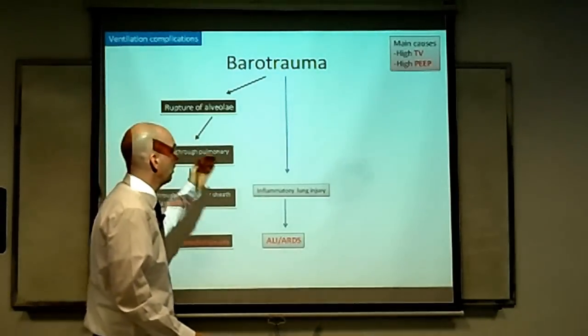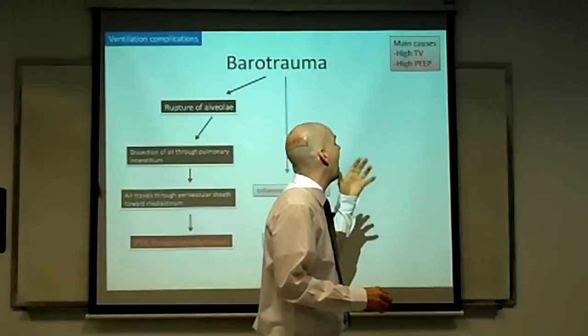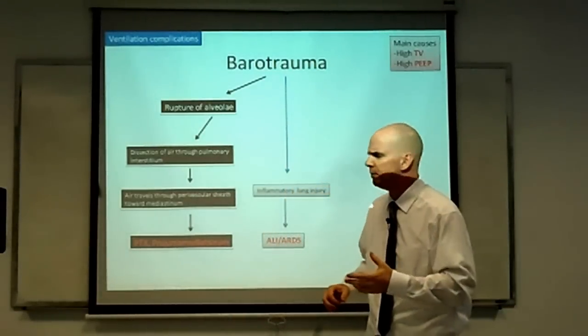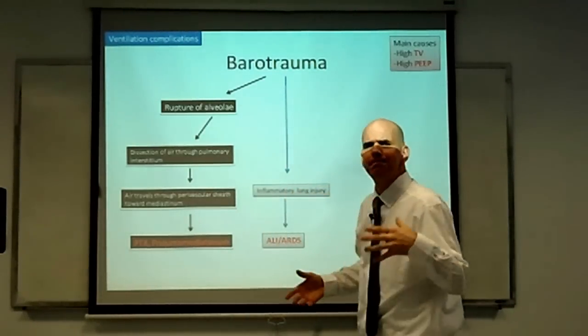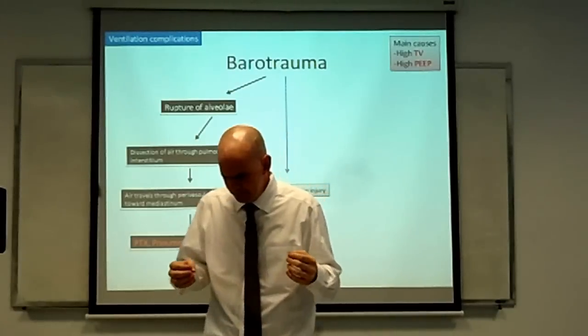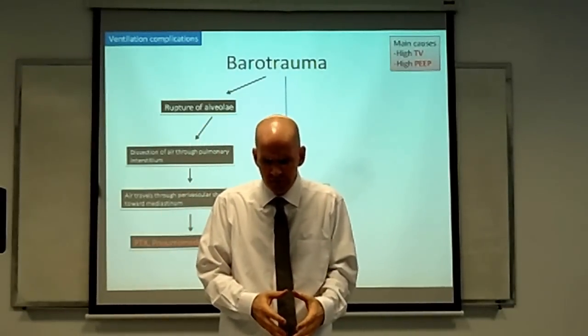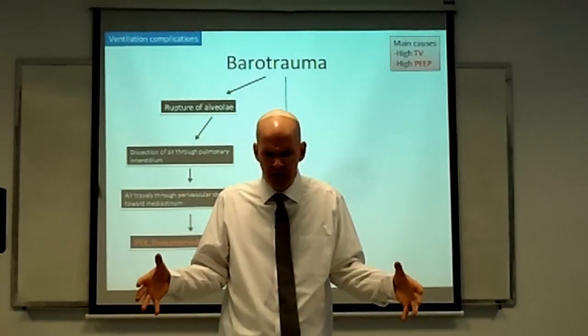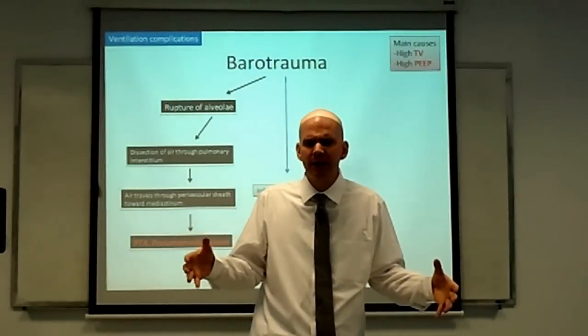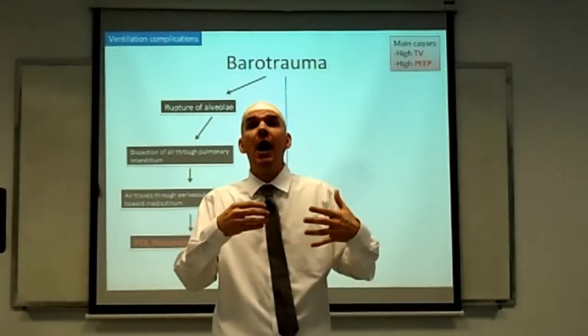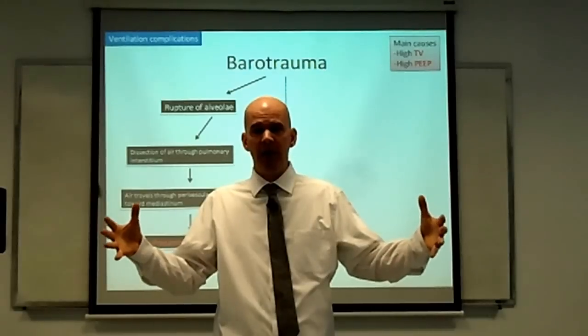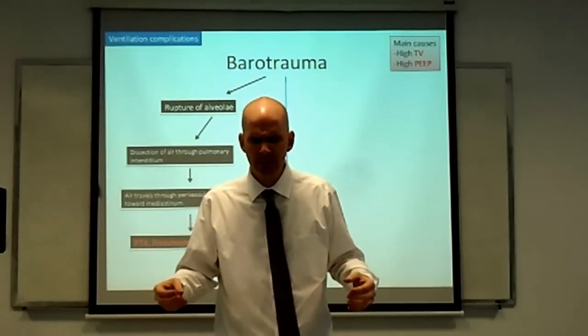First setting is barotrauma. This is caused mainly by a high tidal volume and high PEEP. If I have a high tidal volume, say, then that means that a lot of air is coming in with each breath. And a lot of air coming in with each breath means that there's going to be a high maximum distension of my lungs and my alveoli.